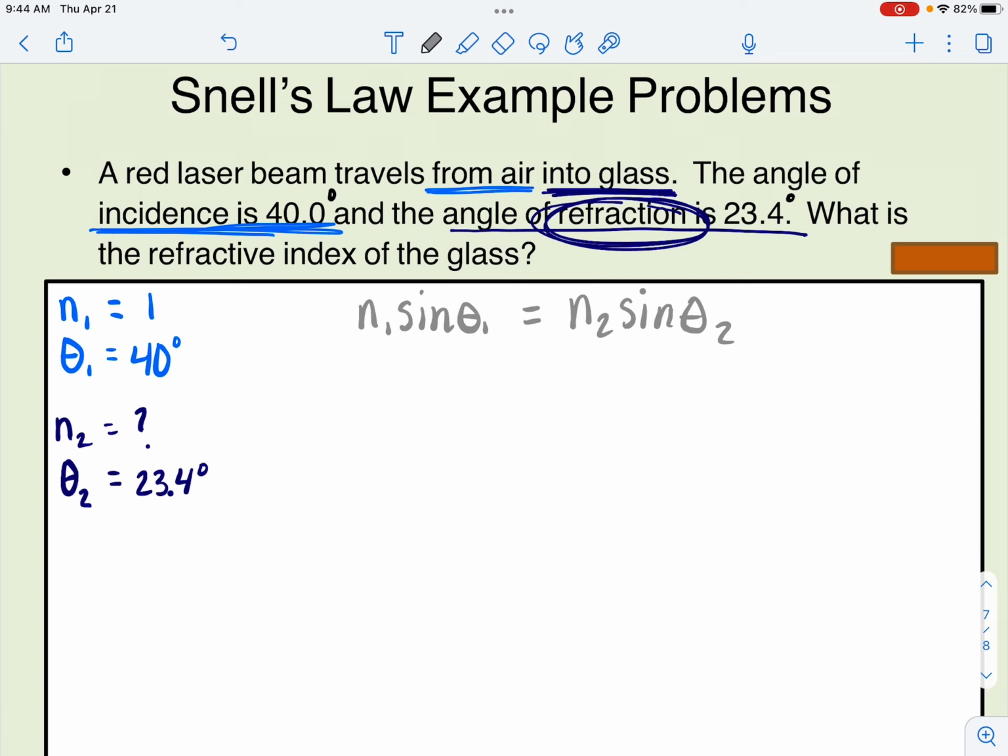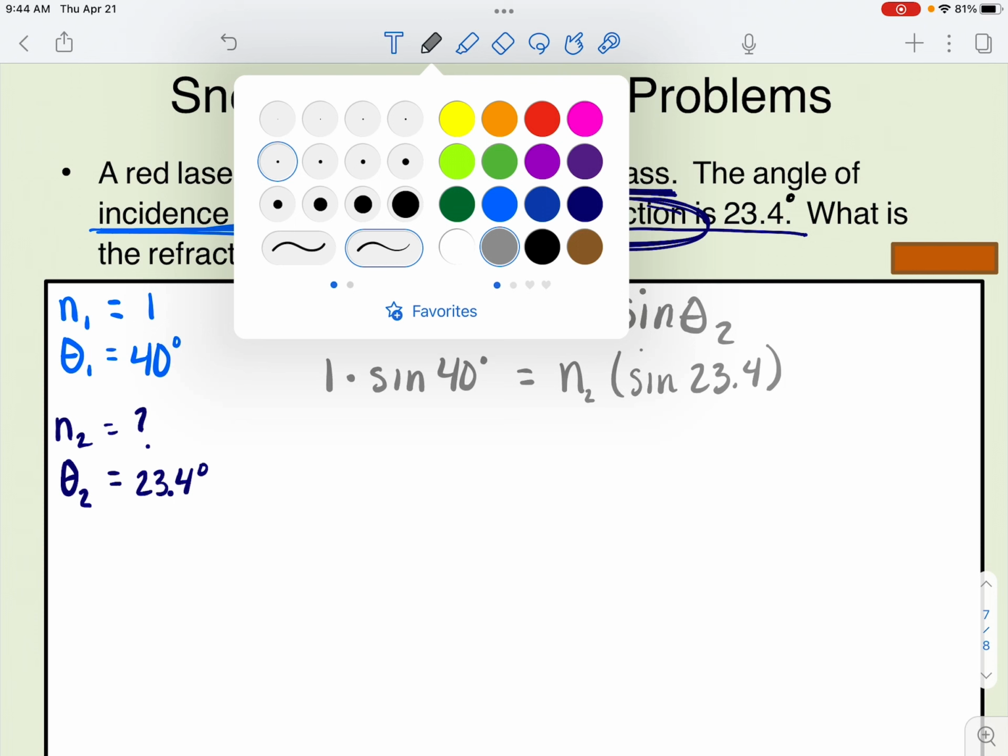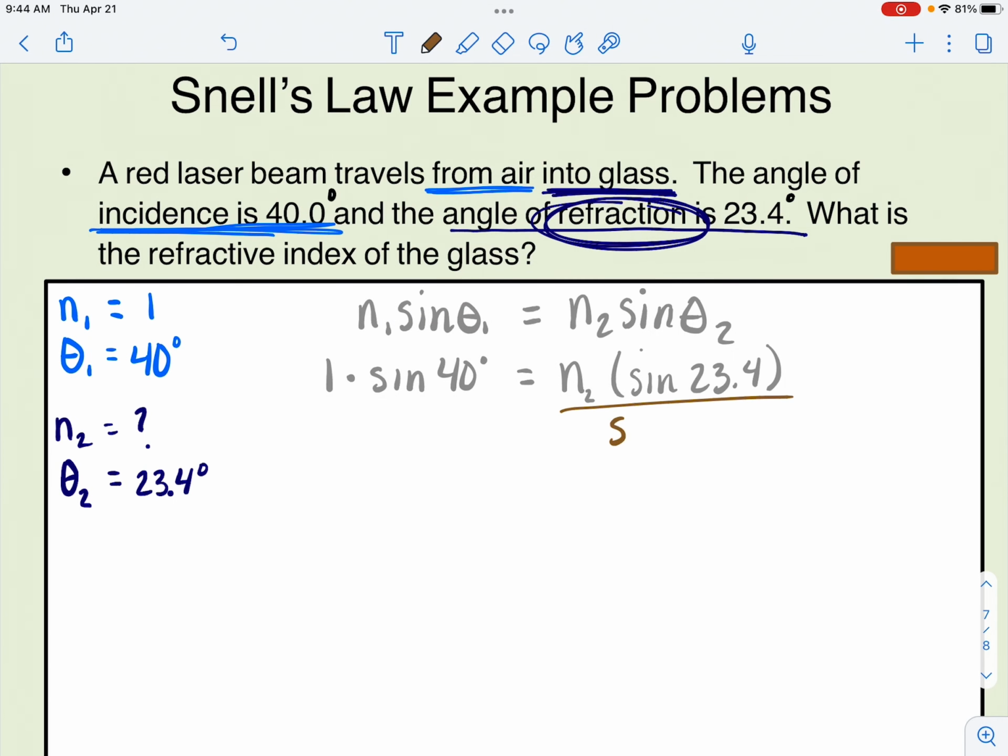And so we substitute our numbers in. 1 times the sine of 40. Make sure your calculators are in degree mode. Equals N2 times the sine of 23.4. So in order to complete my algebra here, I am going to divide by the sine of 23.4, divide by the sine of 23.4. And so I'm going to choose to now grab my calculator.